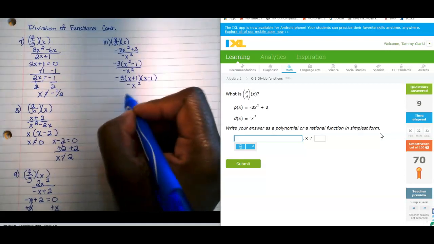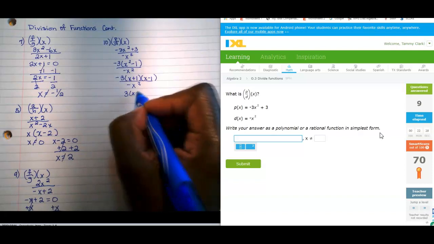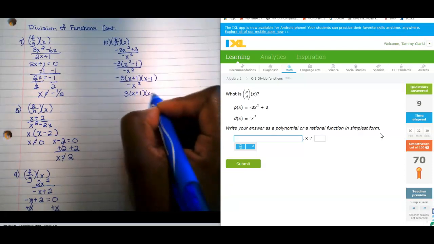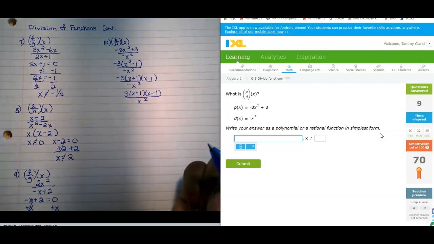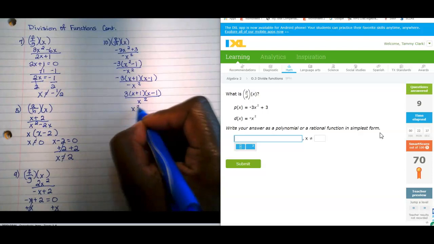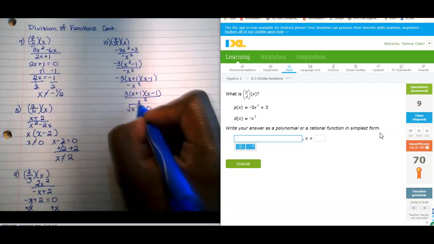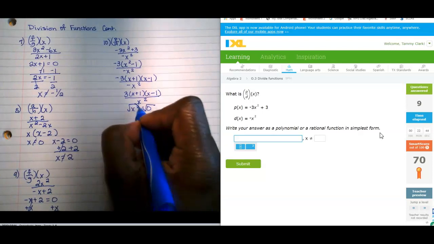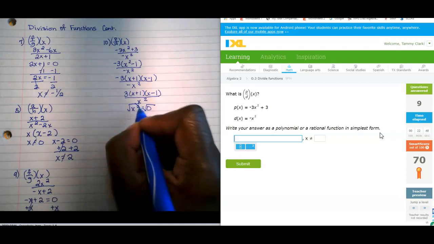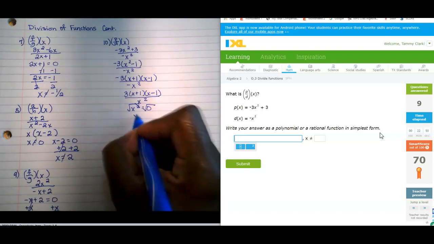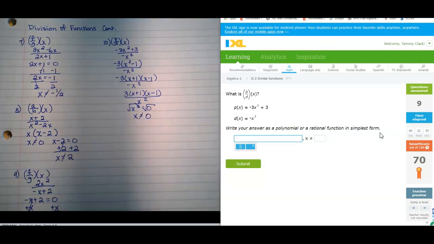So our simplified form would actually be 3, x plus 1, x minus 1 over x squared. And then we have to do the final part. X squared set equal to 0. Well, we already really know the answer to this, but let's go ahead and prove it. We're going to take the square root of both sides. So the square root cancels out the square. With that, x is equal to 0, or the domain cannot be 0.